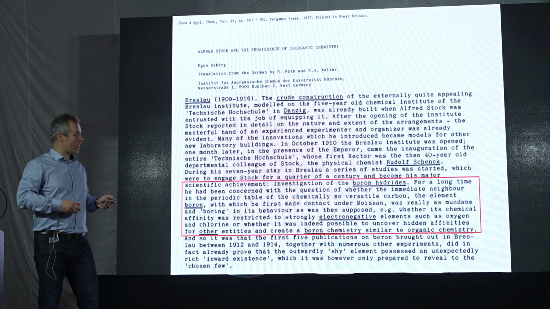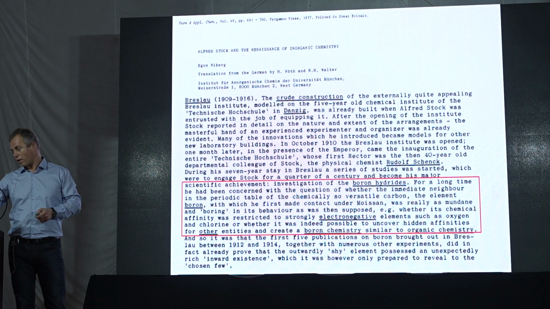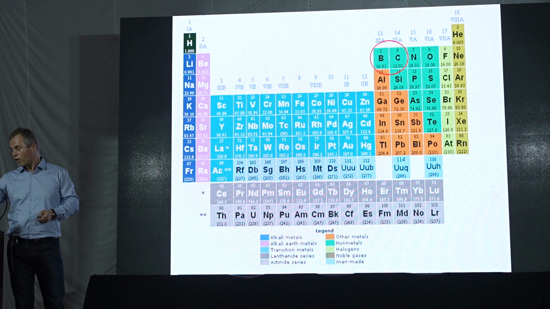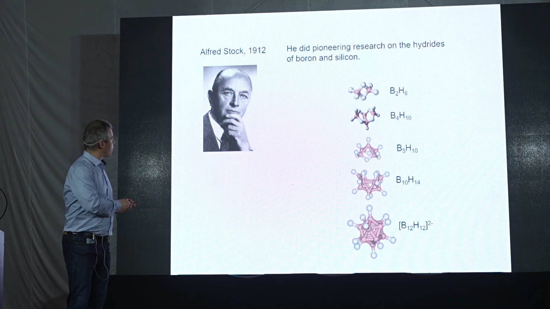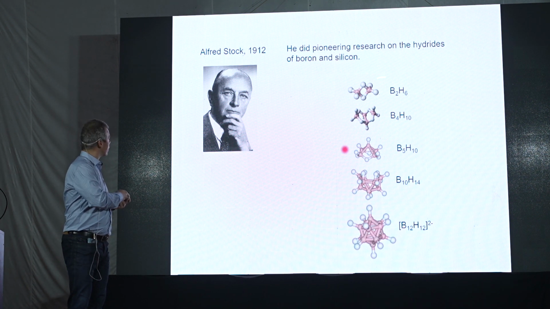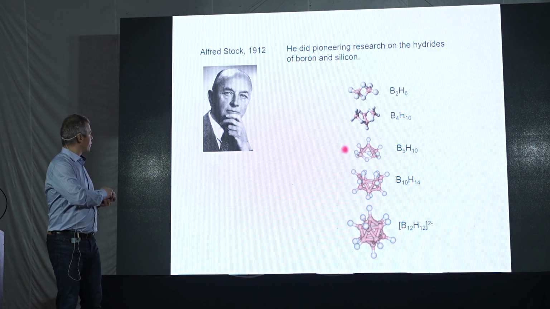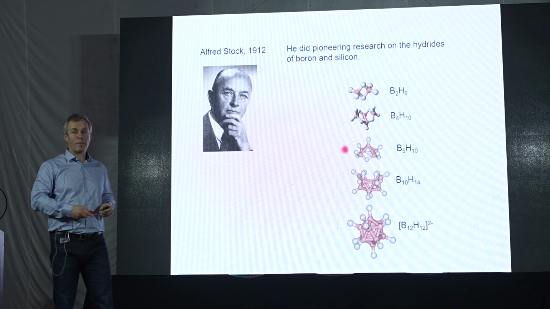So about 100 years back, more, in 1912, he published the first study on boron hydride. And here are a few examples of these boron hydrides. Diborane, with 4 boron, 5 boron, 10 boron, 12 boron atoms, and he prepared them.